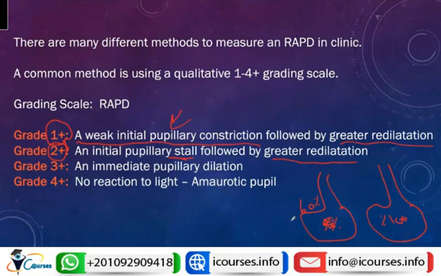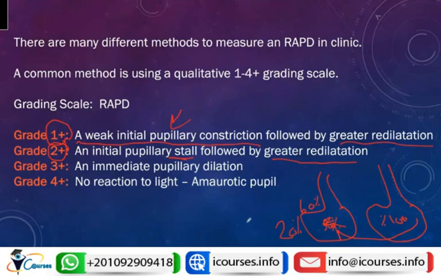In grade 3, let's say there is a severe damage. Let's say, for example, that only 20% of the optic nerve fibers are working in the right eye. So once we are moving the light from the left eye to the right eye, this will lead to immediate dilatation. So there is no power of the optic nerve fibers here. It's all weak, so the optic nerve fibers cannot constrict the pupil. They don't have any strength to constrict the pupil. So this will lead to dilatation immediately.